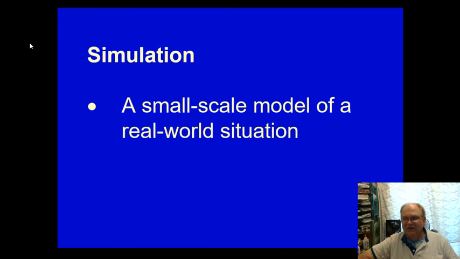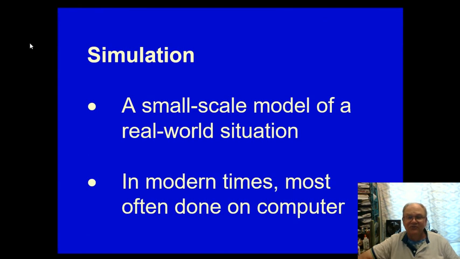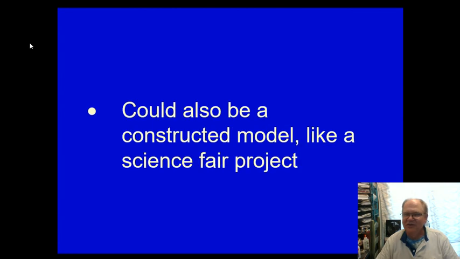The next type of means of gathering data is a simulation, and all a simulation is, is a small-scale model of a real-world situation. These days, most of the time, simulations are done on computer. The very first computer simulations were flight simulators. There's a darn good reason for that. If you wreck a plane, you cost somebody millions of dollars. If you wreck a flight simulator, basically you've played a video game. So anytime you see computer in a question, it's kind of a dead giveaway. It's probably a simulation. It doesn't have to be done on computer, though.